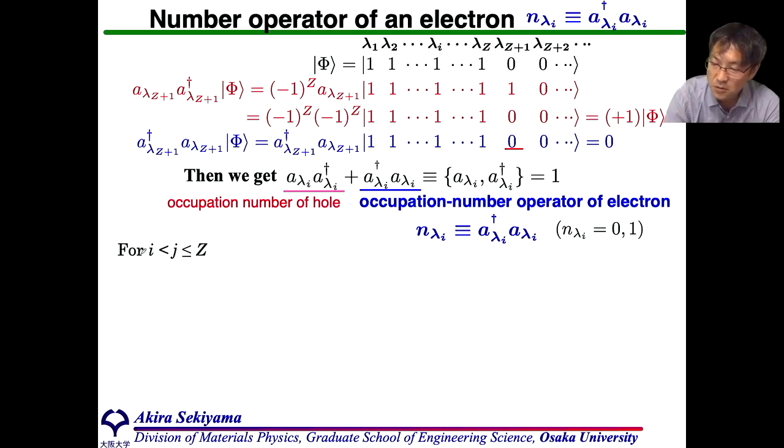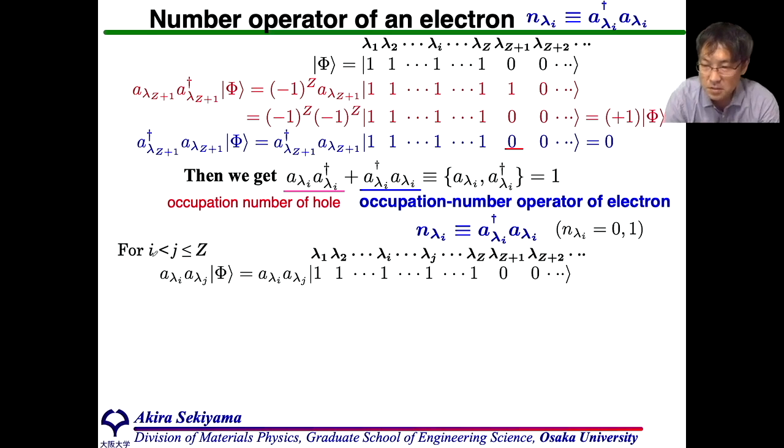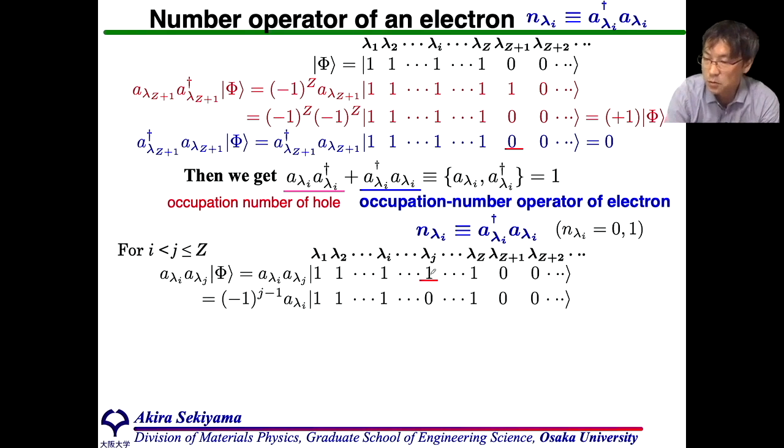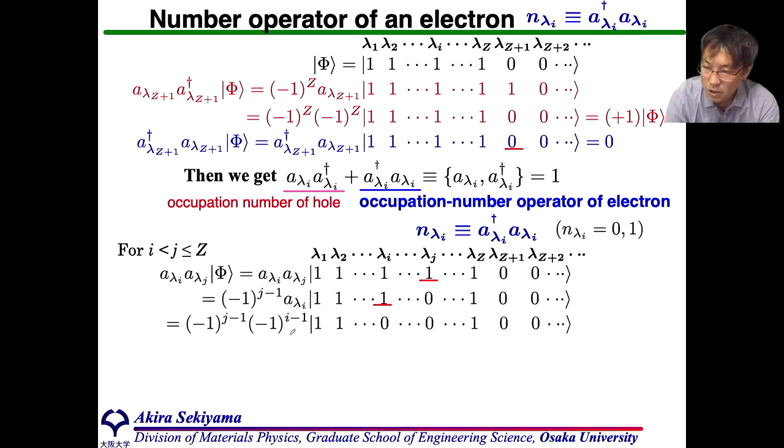So now we consider another operation like this one. Here state i and j are less than large G. That means state lambda i and state lambda j are occupied. Then we consider this situation, this operation. So at first we remove the electron with a state lambda j. Then we get this result, and then we remove the electron with the state lambda i, and we get this result.